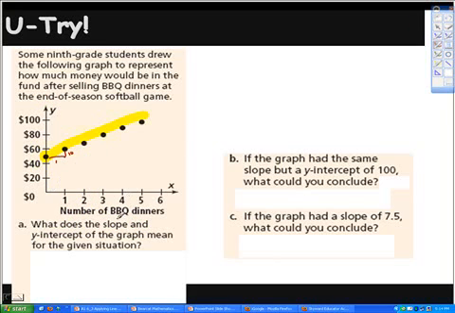Well, what does it mean? Well, it means we started with $50 in the account before we sold any tickets. We sold 0 tickets here. We've got $50 in the account, and we're making $10 per ticket, or we're selling them for $10 per ticket. That's what I would say this means.